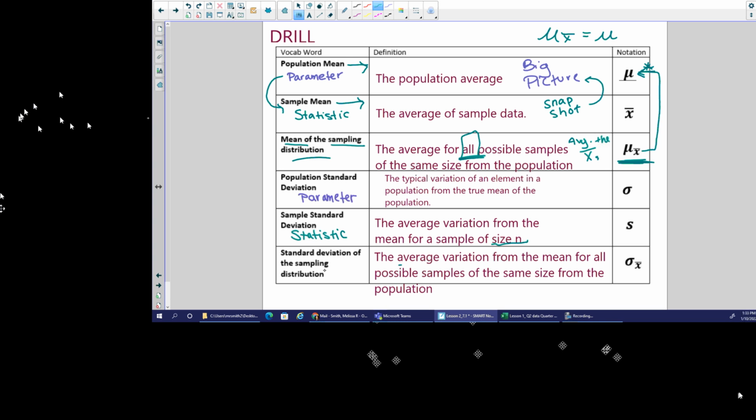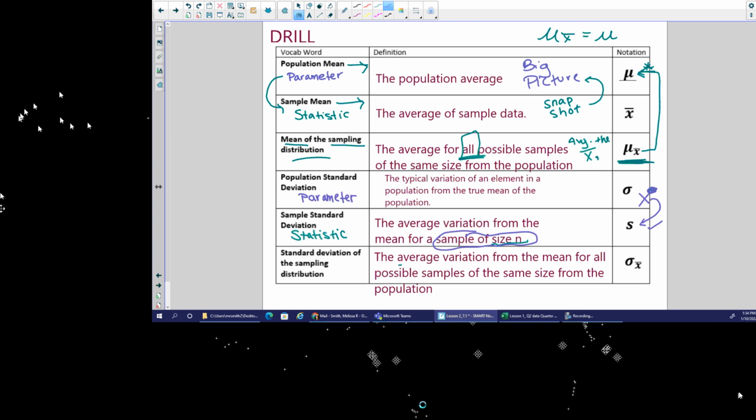We also have to know the difference of our notation with standard deviation. Again, we have our parameter, and that's the sigma. This sigma here is the standard deviation of the population. It is very difficult to have this value. So what do we do? We use a statistic. When we don't have our parameters, we use our statistics, and the sample standard deviation we label as S. It's the average variation from the mean of a sample of a certain size n.